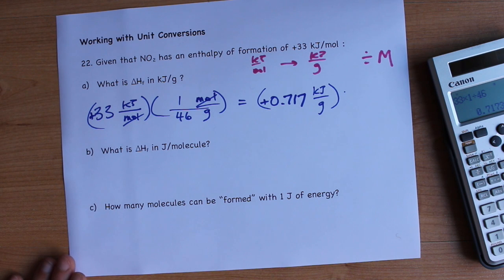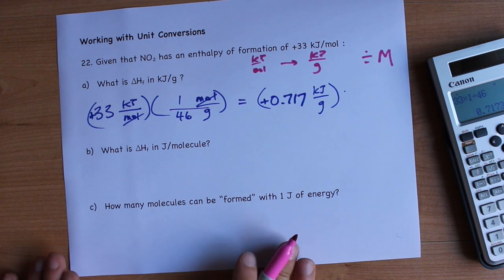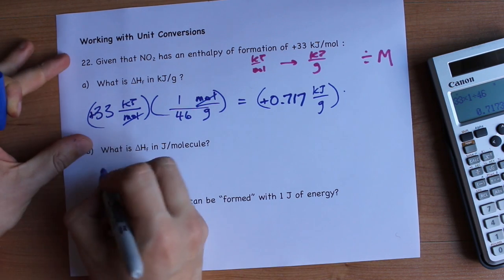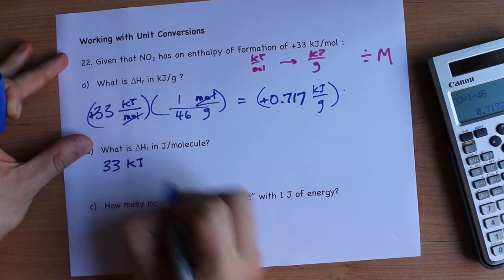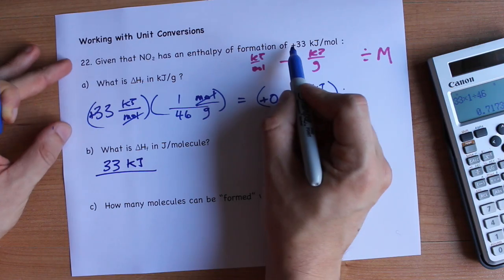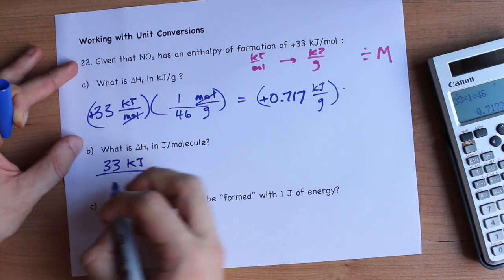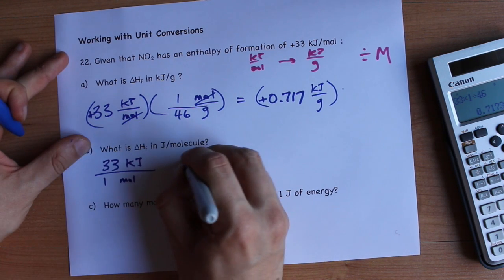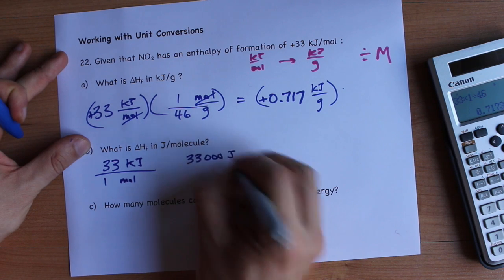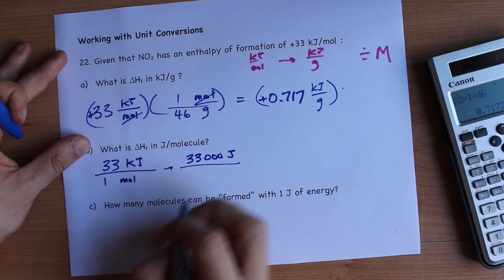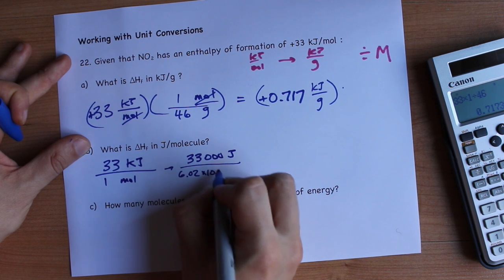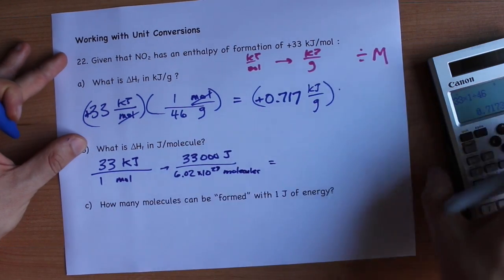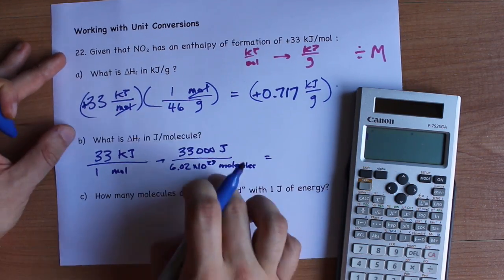How about that? What is it in joules per molecule? Well, that's more of a stoichiometry question. What we're saying here is that there are 33 kilojoules released. Oh no, 33 kilojoules required to form 1 mole of the molecule. 33 kilojoules is 33,000 joules, and 1 mole is 6.02 times 10 to the 23 molecules. Do you remember that conversion? If you don't, your teacher might ask you, and then you would be smoked.